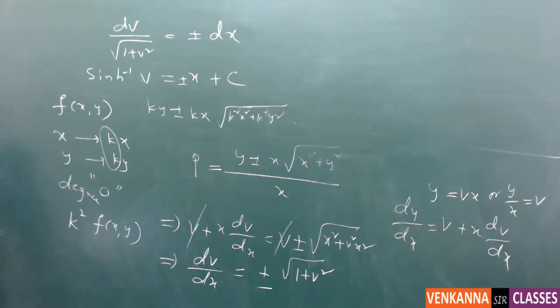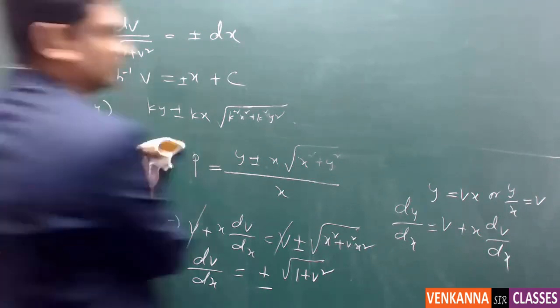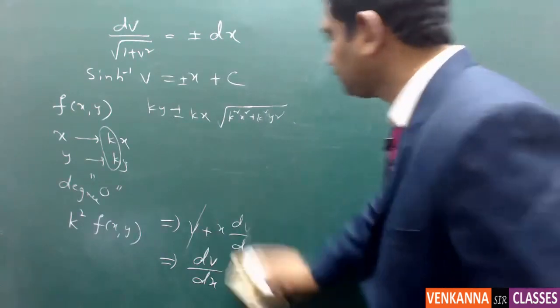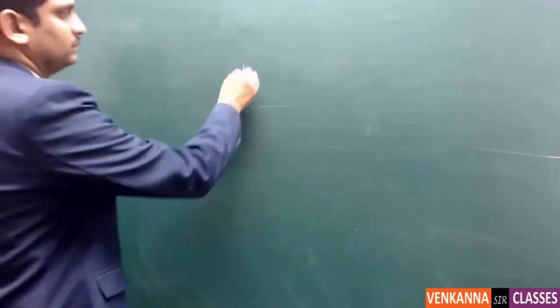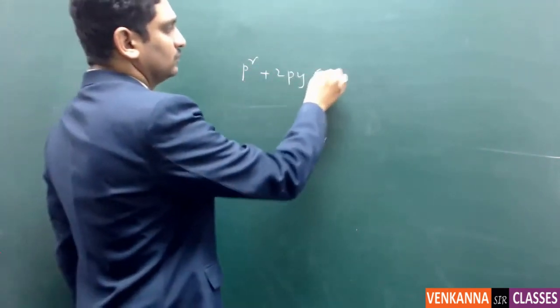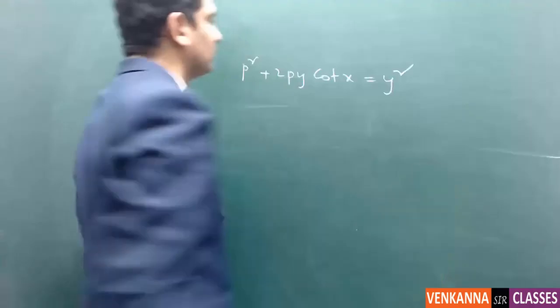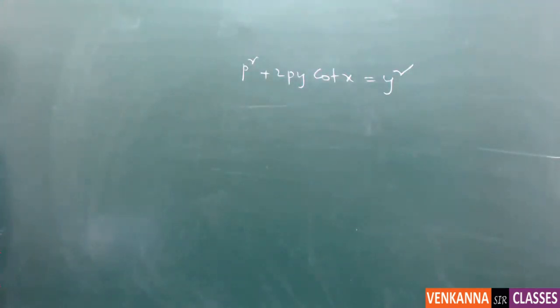Okay, right. So let me take one typical problem on this criteria, factorization under P, so that then I will take the other model for equations solvable for y and also solvable for x. So take the equation p square plus 2py cot x equal to y square. I say that this model has been given earlier in the previous year questions.